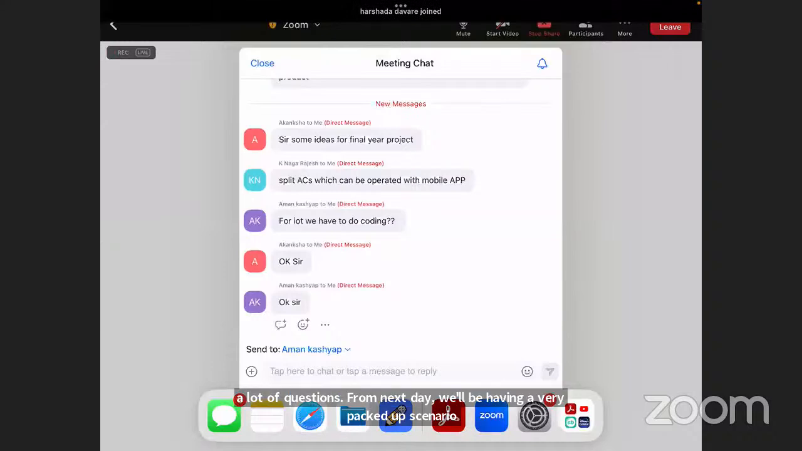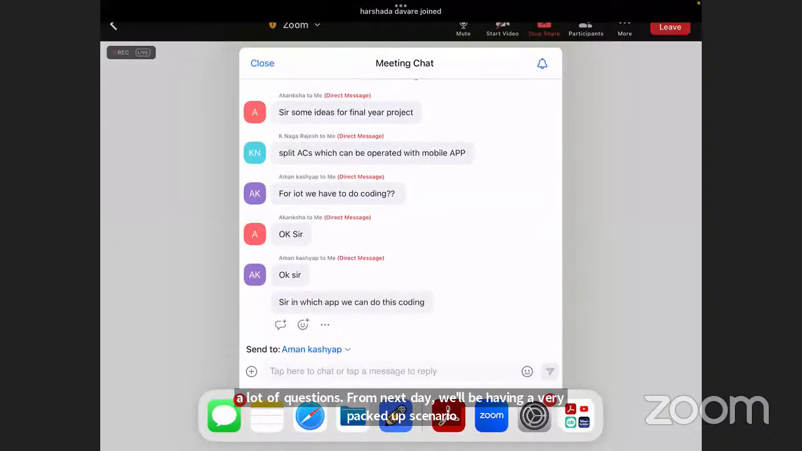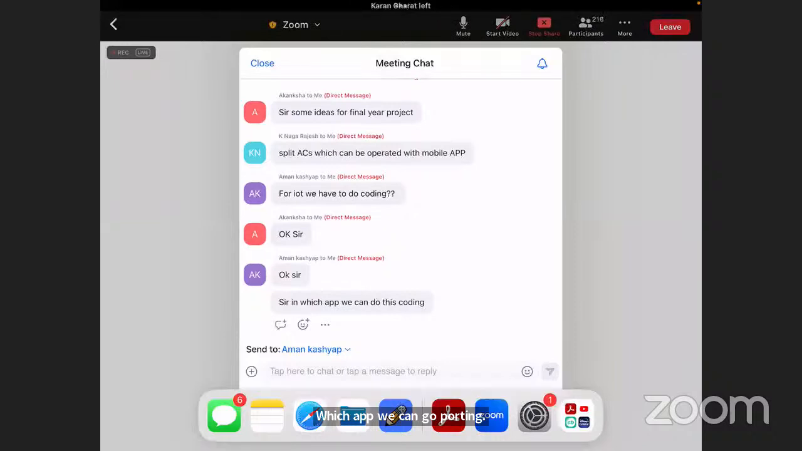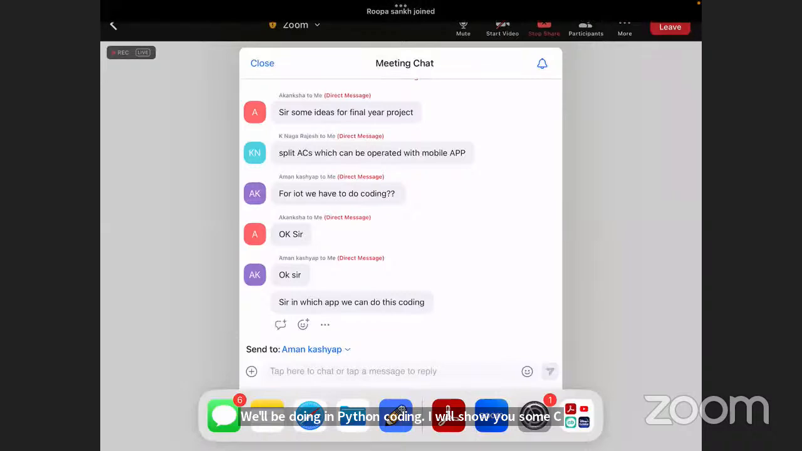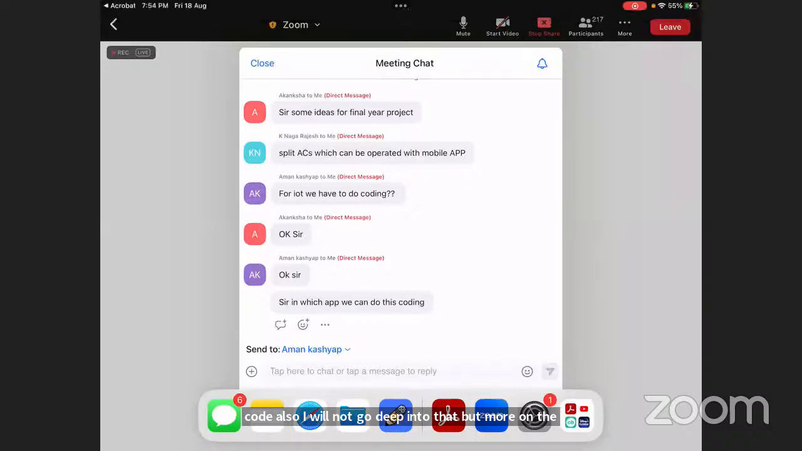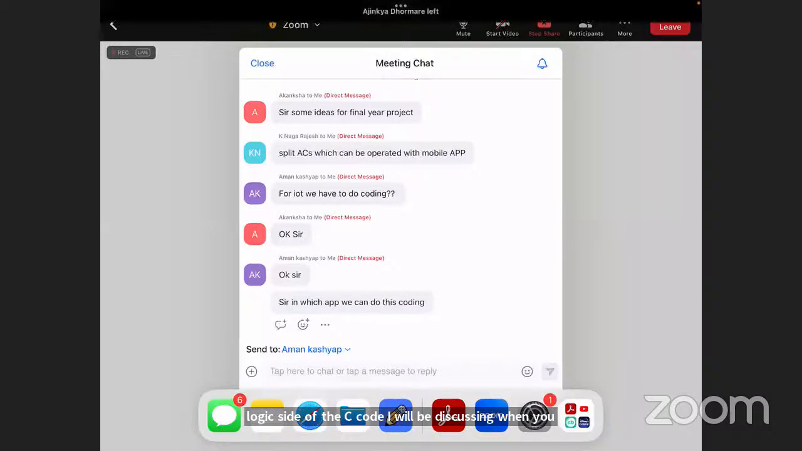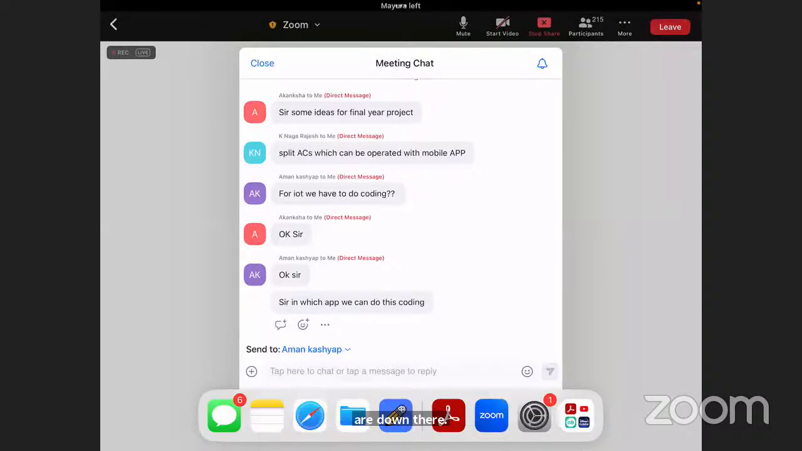In which app can we do coding? There are different scenarios. We will be doing Python coding, not an app exactly. I will show you some C code also. I will not go deep into that, but more on the logic side of the C code when we demo the ESP32 temperature control. For the Raspberry Pi and demo devices, we'll be using Python only as the major language.